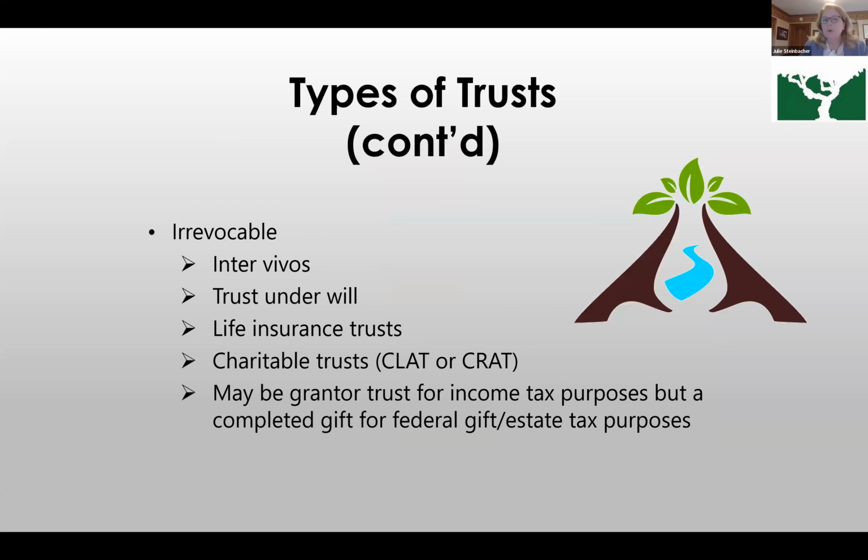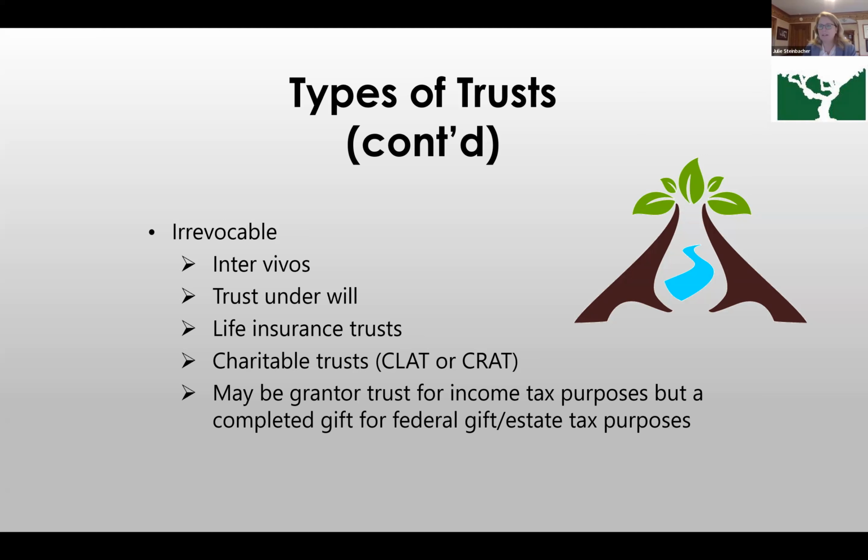So when we think about types of trust, I have talked about different types of trust, but for irrevocable trust, they can be inter vivos. That means it's a living trust. It's something I'm making today while I'm living, and I often fund it today while I'm living. It also can be funded at my death. My will can pour over to it, same trust. There's also trusts under will.